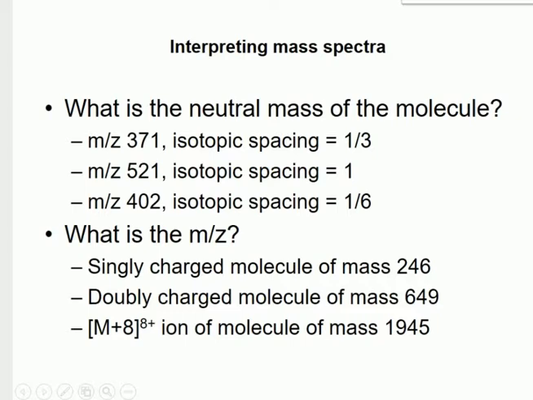Okay, so if you've got a neutral mass of 649, you need to add on the mass of 2 protons and then divide it by 2. Okay, that will give you 325.5. And then this last one, okay, so an 8 plus ion of molecule of mass 1945.